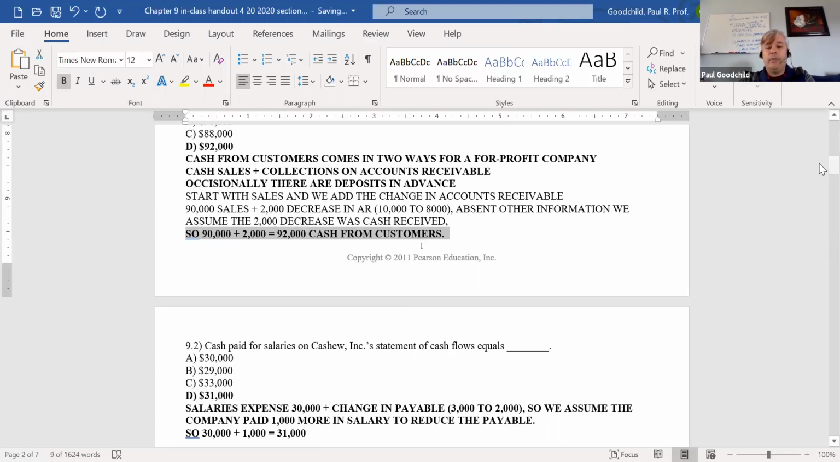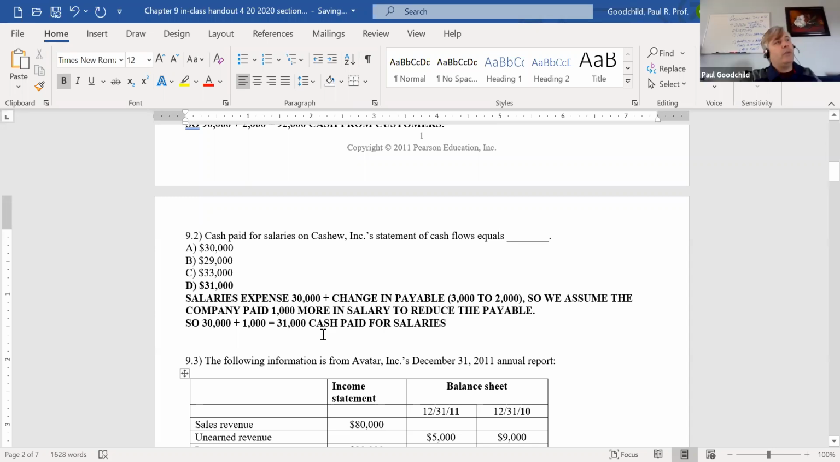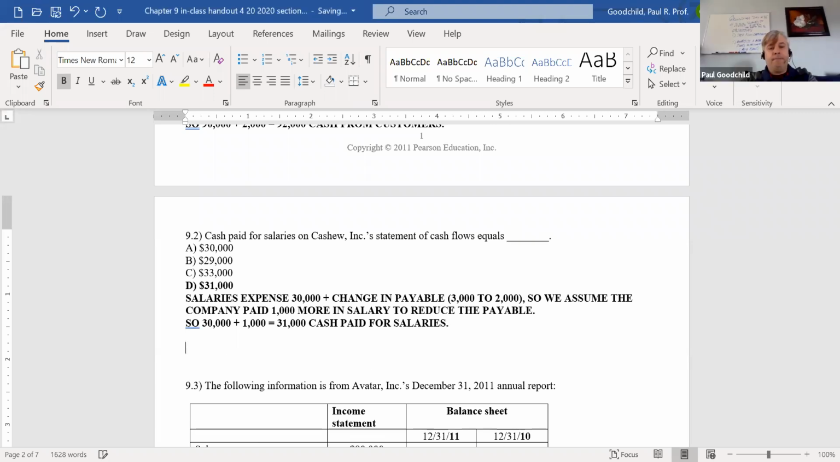Any questions on the first two? Yeah. So with the first one, are we assuming all that sales revenue was cash? So we're not assuming it was all cash. We're assuming that it could have been either, but if it was on accounts, that it went through the accounts receivable account and was received in cash. Does that make sense? Yep. Okay.